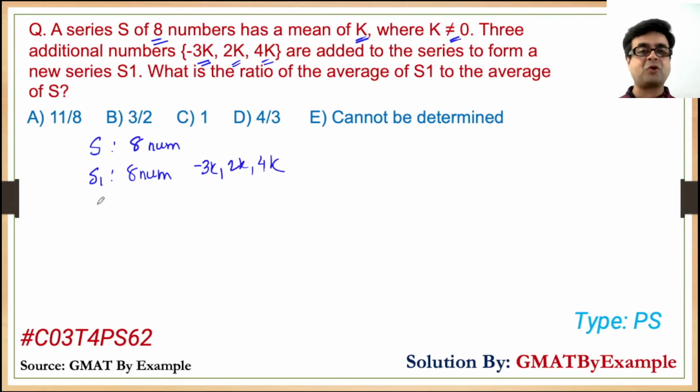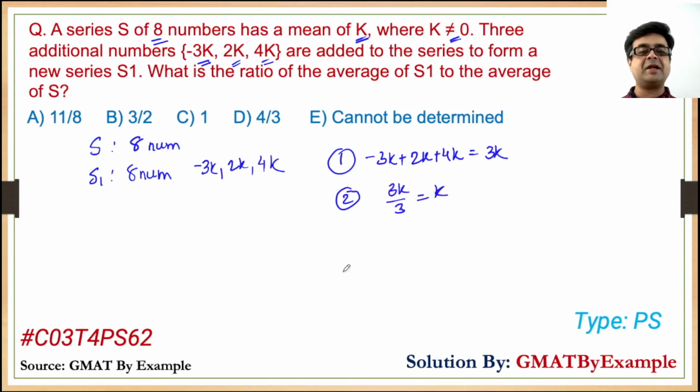Now we are going to follow the step-by-step process. The first step of the process was to add the new numbers. So when I add, I get 3k. Then find the mean of the new numbers. So that would be 3k divided by 3 equals k. And then compare the mean with the original mean. So the original mean was k and the new number mean is also k. So the original mean and the new means are equal.